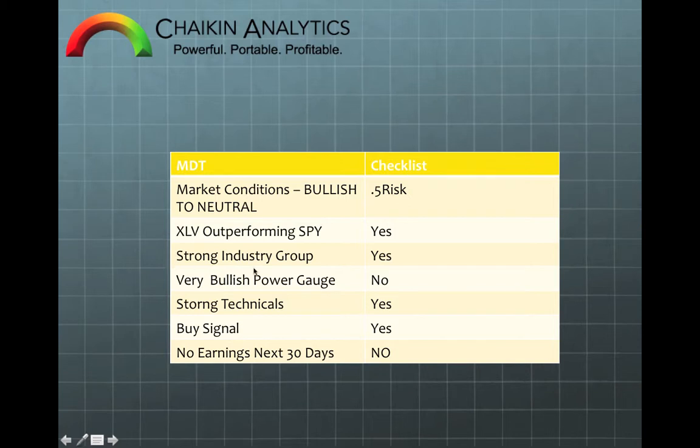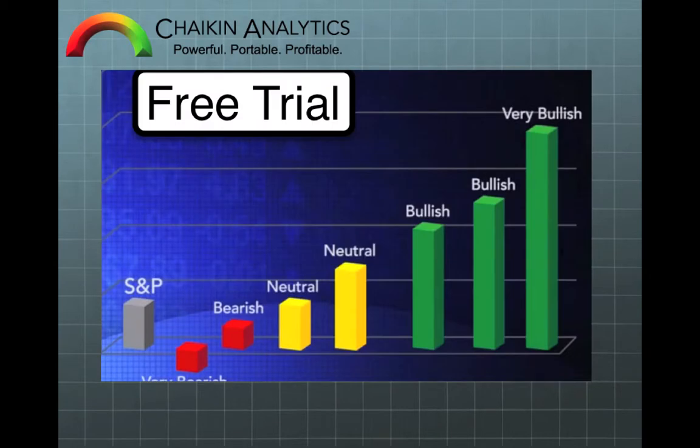We know that Johnson & Johnson is in a strong industry group with only a bullish power gauge rating. So it wasn't very bullish, it was bullish. That's the other strike against it. We do have strong technicals. We got a momentum buy signal today, which was a breakout buy signal, but earnings were in the next 30 days, so this is not a trade that I would take. And of the trading signals that were indicated by the Chaikin software, I'm not going to trade tomorrow.